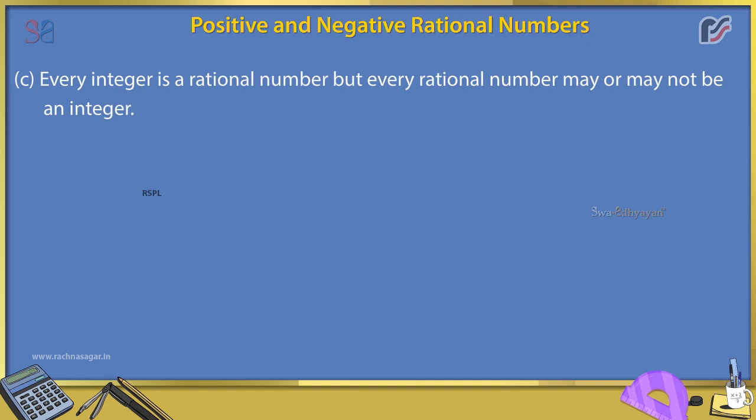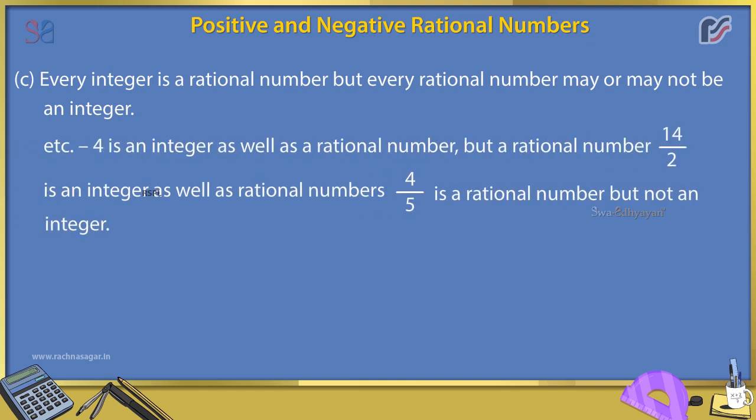C. Every integer is a rational number, but every rational number may or may not be an integer. Example, minus 4 is an integer as well as a rational number, and the rational number 14 by 2 is an integer as well as a rational number. 4 by 5 is a rational number but not an integer.